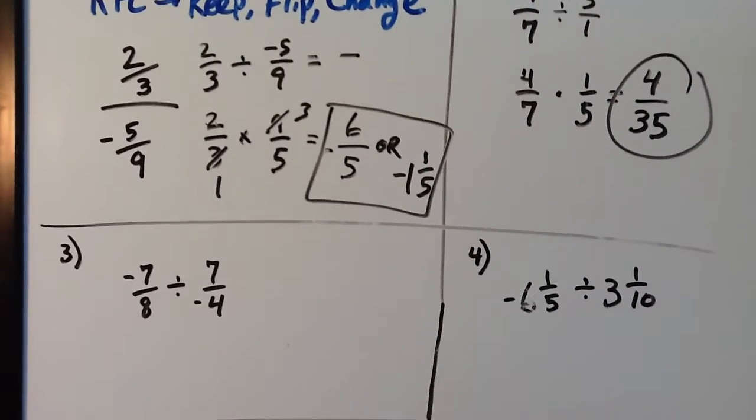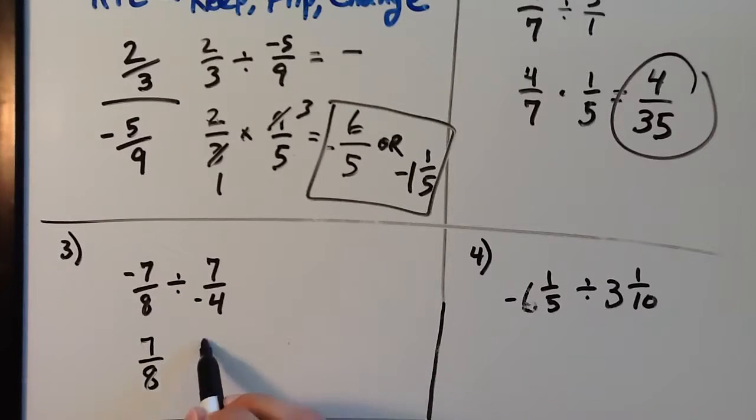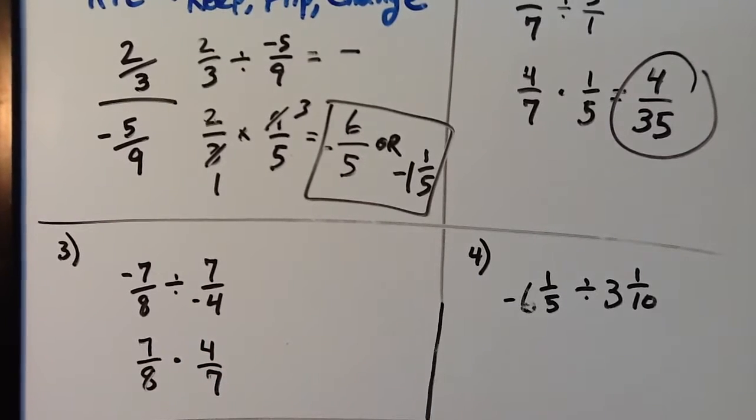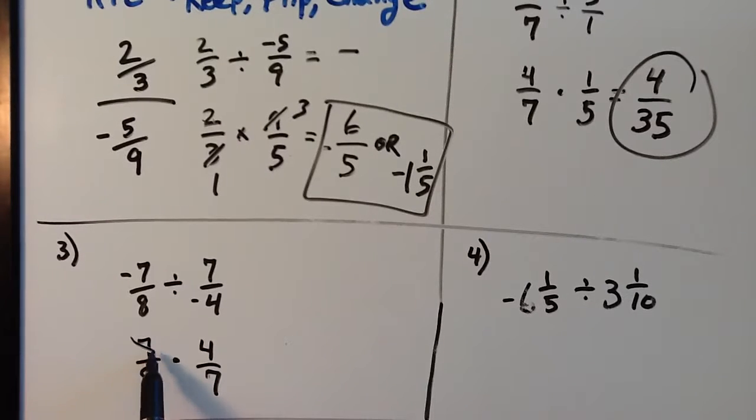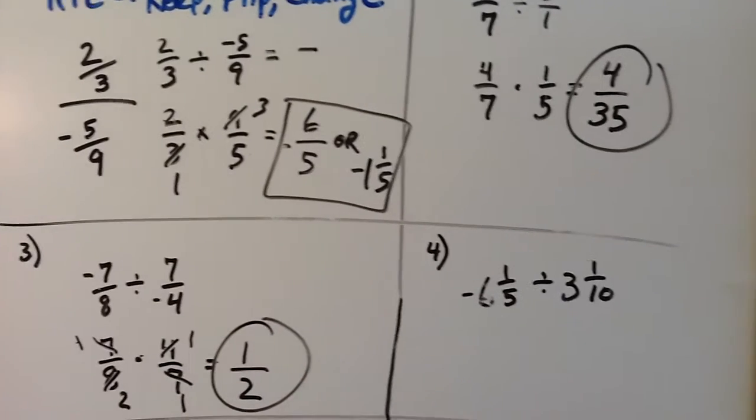Number 3, -7/8 divided by 7/4. So let's keep this first one, 7/8. Flip the second one, so it'll be 4/7, and change from division to multiplication. All right, 7/7 can cross simplify because that is the same thing as 1. What about 4/8? Well, 4/8 is the same thing as 1/2, right? Now multiply the top. 1 times 1 is 1, and on the bottom, 2 times 1 is 2. And what should my sign be? I have two negatives, or I have the same sign, so my answer is positive 1/2.